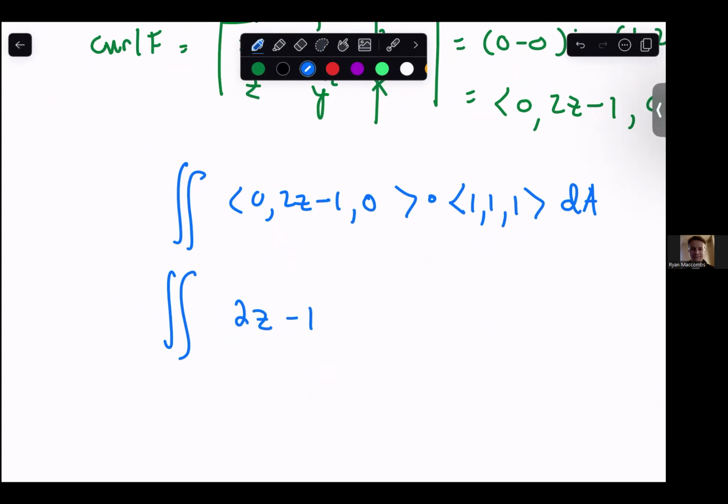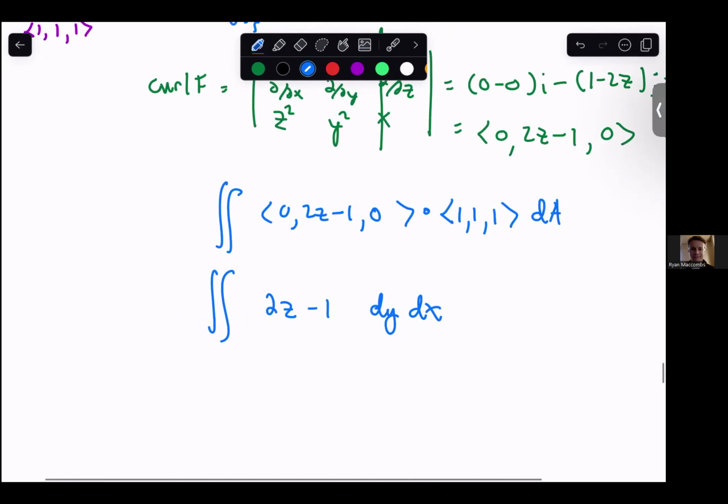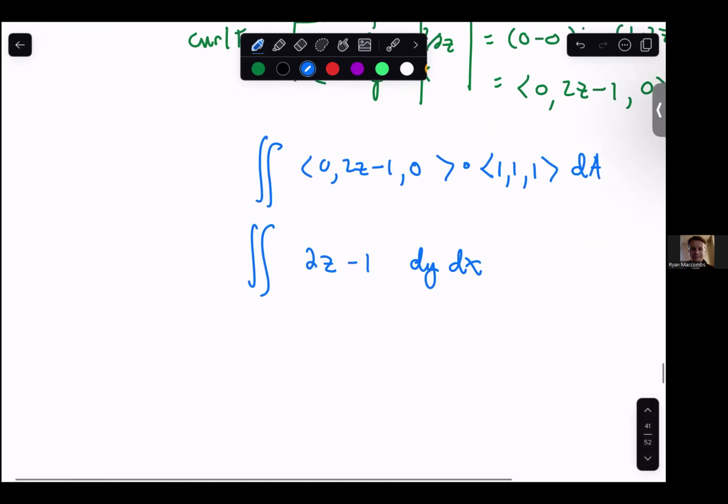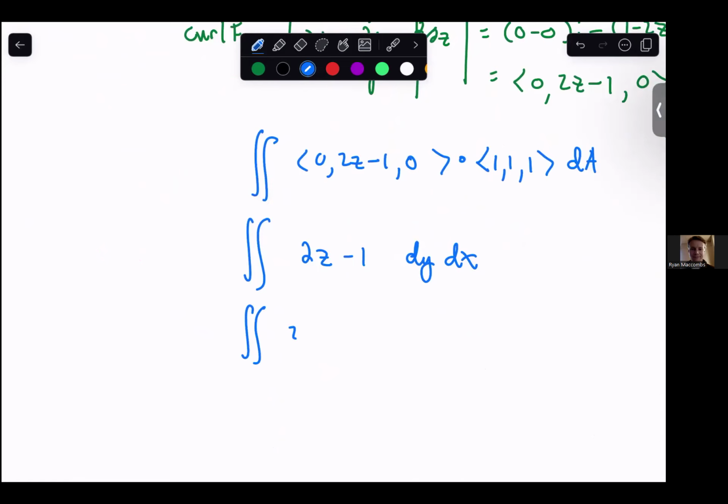Now remember, I'm about to do an integral in the xy plane. So I really shouldn't have any z's at this point. I should only have x's and y's. But luckily, for my surface equation, I have an exchange rate. I know that z on my surface is equal to 1 minus x minus y. So I can swap in, and everywhere I see a z, I can put 1 minus x minus y.